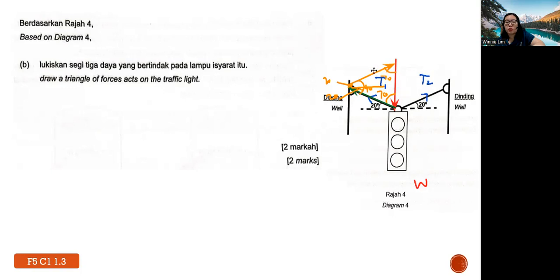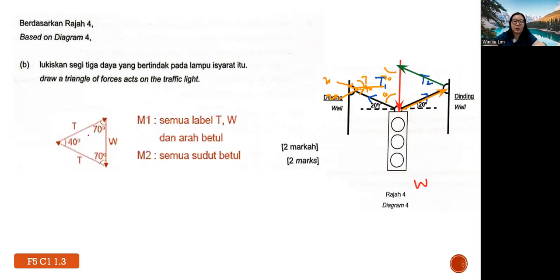Or if you do not want this triangle, you see teacher move this back first. I can also move up this, but I move this side. You will still get the same result. So there are two answers for this. This is from the answer scheme. Notice that you need to label T and W and also the direction correctly, the arrowhead, and also the angle. I already showed you how to get the angles. Therefore, when you have all these, you get 2 marks.